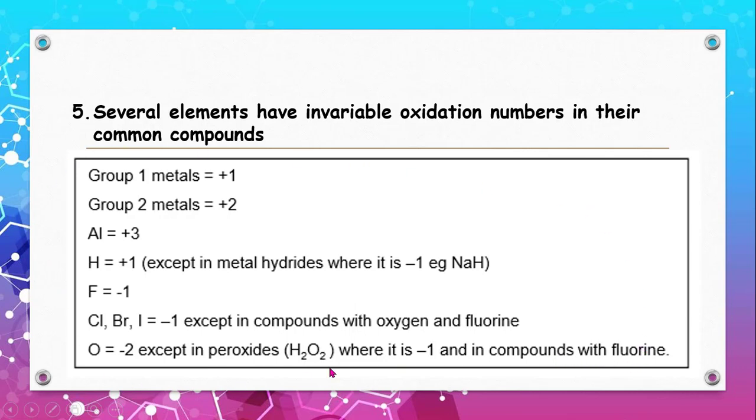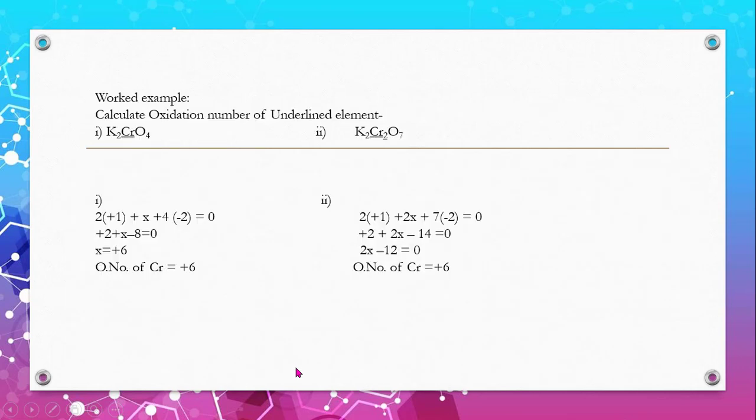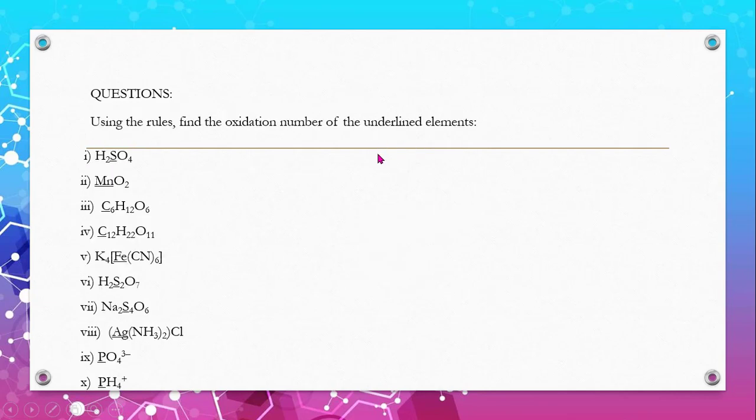So this is very important information. You need to learn this, and you will have to apply each and every one of these rules when you are doing your calculations. So let's do one worked example now. Calculate the oxidation number of the underlined element. We have two compounds here, and in both cases the underlined element is chromium.